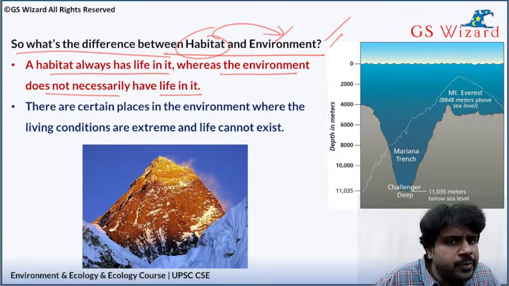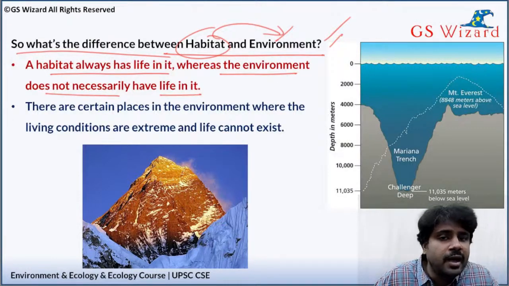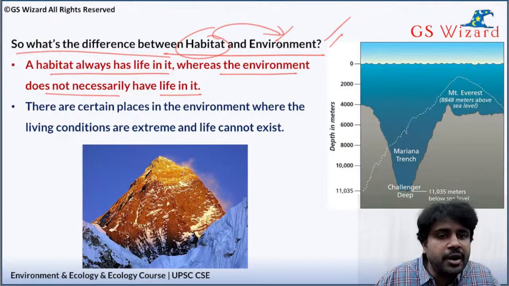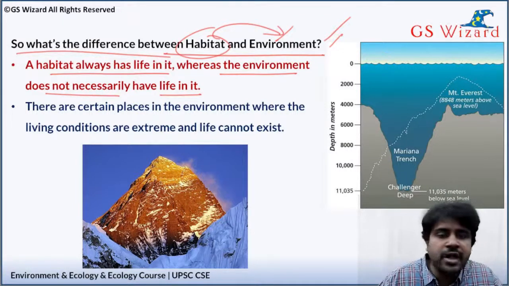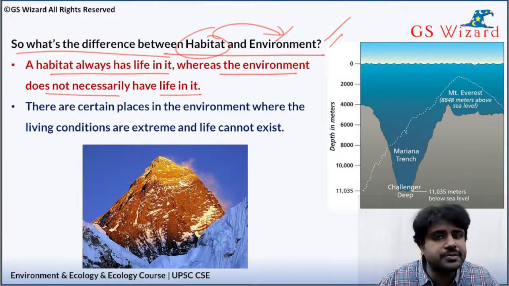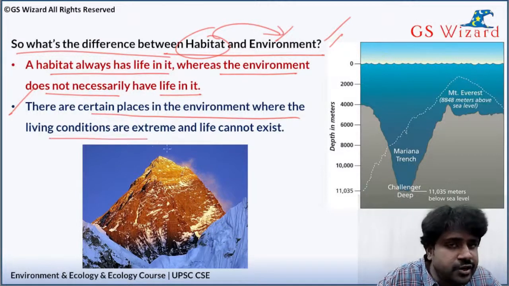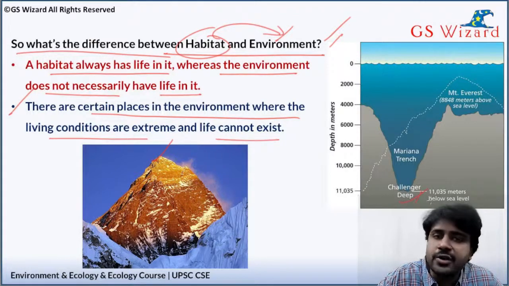So a habitat always has life in it. That is the reason you call it a habitat, because a living organism is living there. But the environment does not necessarily have life in it. That means all habitats are part of the environment. But the environment is a very huge place. There are many places in the environment where life cannot exist. So that is the difference. Look at this. There are certain places in the environment where the living conditions are extreme and life cannot exist. Very simple examples: the summit of Mount Everest and the bottom of the Mariana Trench.